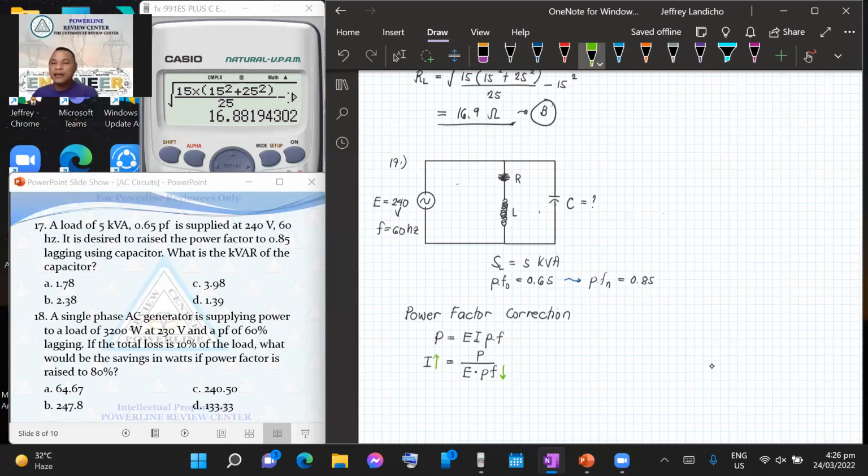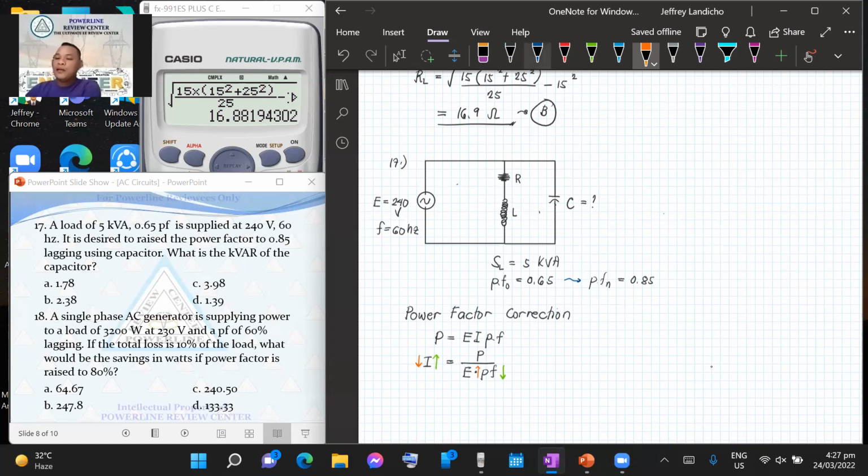So as current increases, definitely lalaki yung size ng ating conductor. Pag lumaki yung size ng conductor, mas mahal, mas magastos. At the same time, pag mataas ang current, mas mataas ang losses. So yun ang iniiwasan natin. Now, in order to avoid those given scenarios, kailangan ma-improve natin si power factor. Kasi pag in-improve natin si power factor, which means increasing the power factor, will actually decrease the corresponding current.